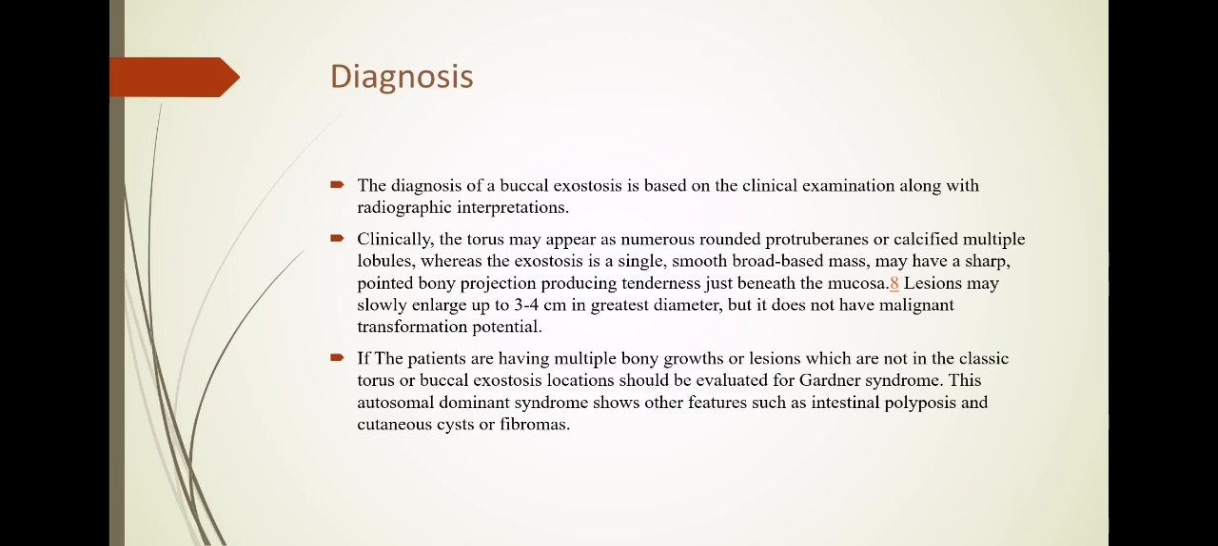Important note: if patients have multiple bony growths or lesions which are not in the classic torus or buccal exostosis locations, they should be evaluated for Gardner syndrome. This is an autosomal dominant syndrome that shows other features such as intestinal polyposis and cutaneous cysts or fibromas. So it's important to distinguish between bony overgrowth or lesion to rule out the presence of Gardner syndrome.